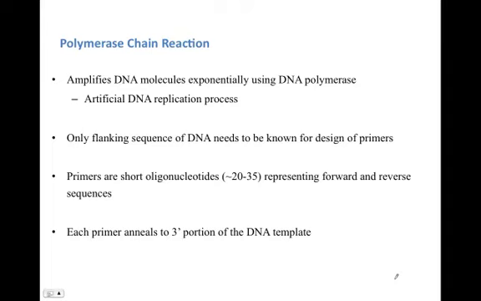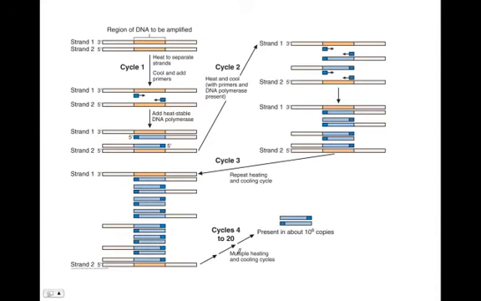Polymerase chain reaction is another molecular technique for generating large amounts of DNA. It amplifies DNA molecules exponentially using DNA polymerase. You only need to know the sequence of the flanking bits of DNA to design primers to initiate the replication. Primers are short oligonucleotides representing forward and reverse sequences. These are similar to the RNA primers required for normal DNA replication. In either case, each primer anneals to the 3' portion of the DNA template. Let's look at this here.